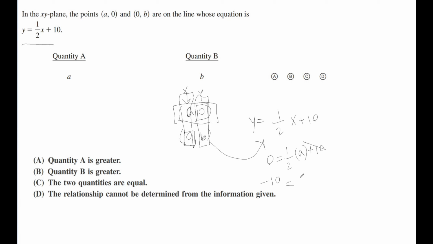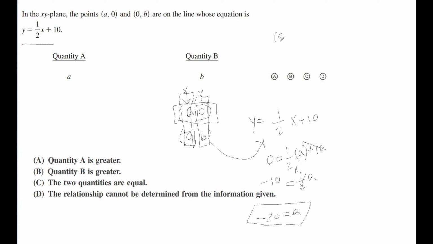Cancel that. It's equal to 1/2 a. Multiply by 2 to get rid of this half here. So just going to multiply by 2 real quick. And we get negative 20 is equal to a. So a is equal to negative 20. Alright, so that's the first one. Now we're going to look at the second one.